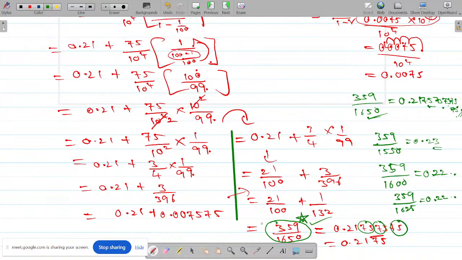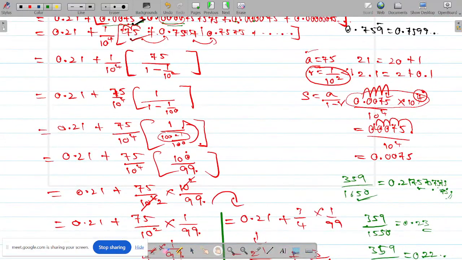So I request you to make a note of this number, 359 divided by 1650, because it's often repeated. All these steps are not necessary, so you need not copy them, it's there in the study material. You just make a note. We are taking the help of this formula. What's the formula we are taking the help of here? S is equal to A by 1 minus R. You need to understand what this A value is, what this R value is, and why we are using this formula, because it is an infinite geometric series.